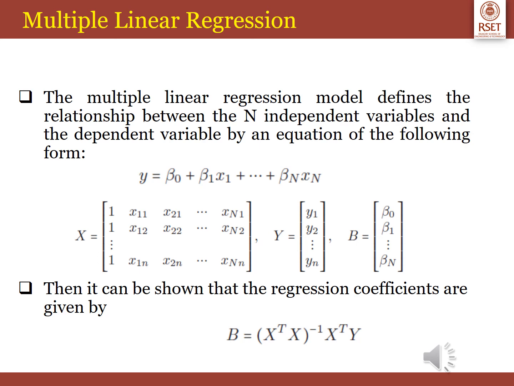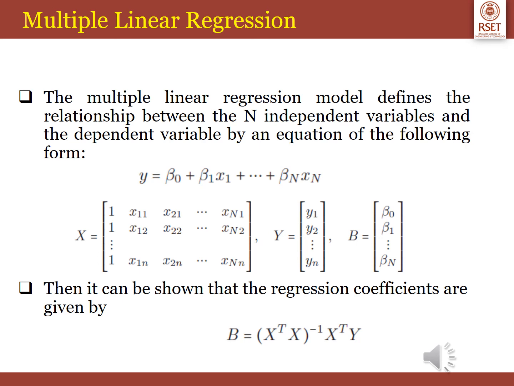Multiple linear regression model defines the relationship between n independent variables and the dependent variable by an equation of the form y equal to beta naught plus beta 1 x1 plus beta 2 x2 etc. to beta n xn. So capital X is equal to 1 x11 x12 etc. up to x1n, and capital Y is equal to y1 y2 etc. up to yn, and capital B equal to beta naught beta 1 etc.